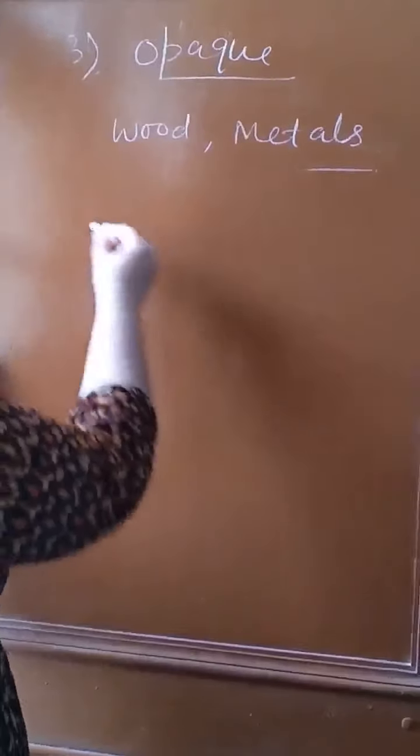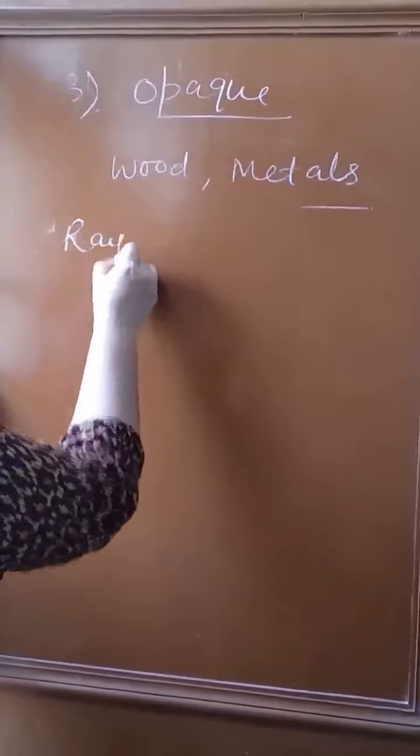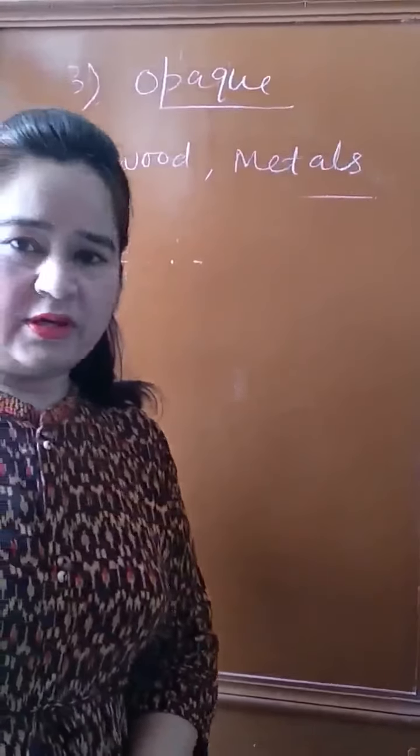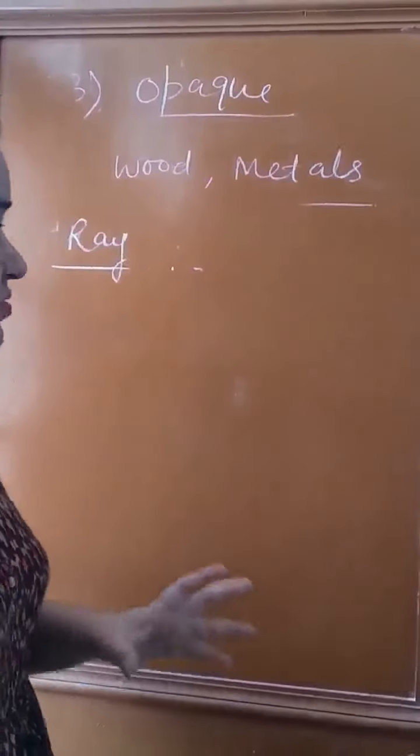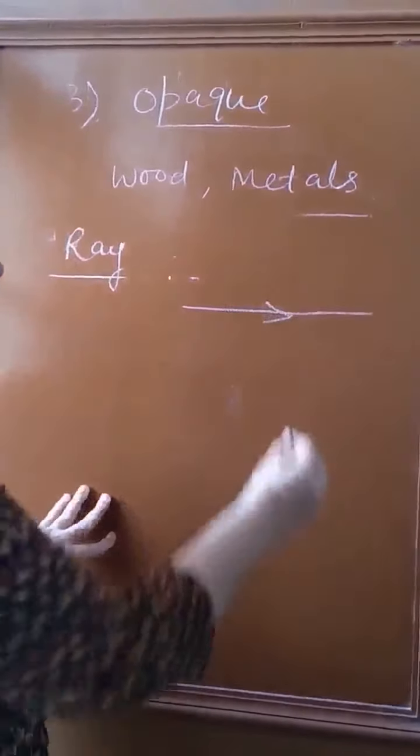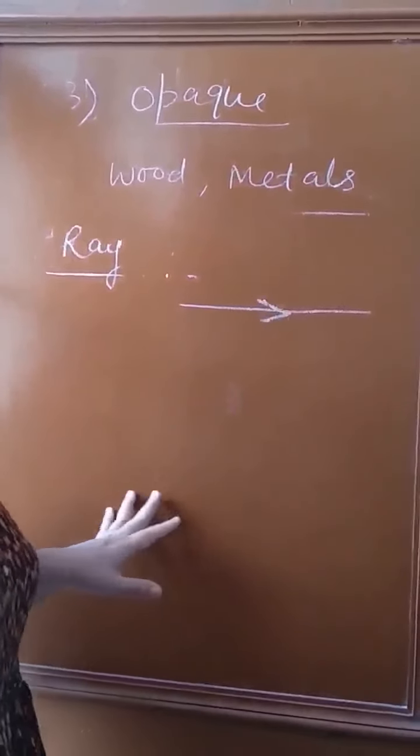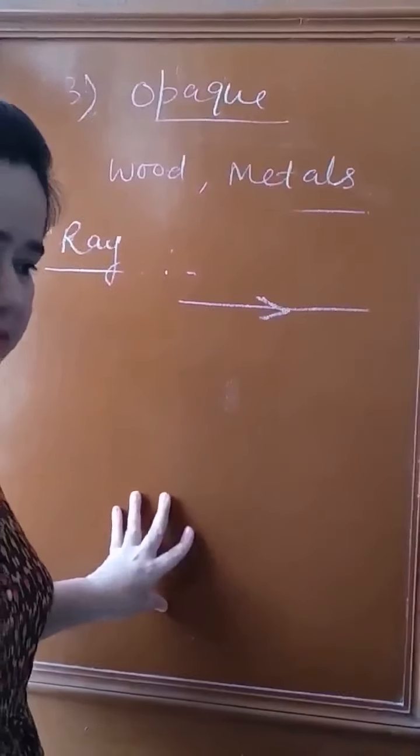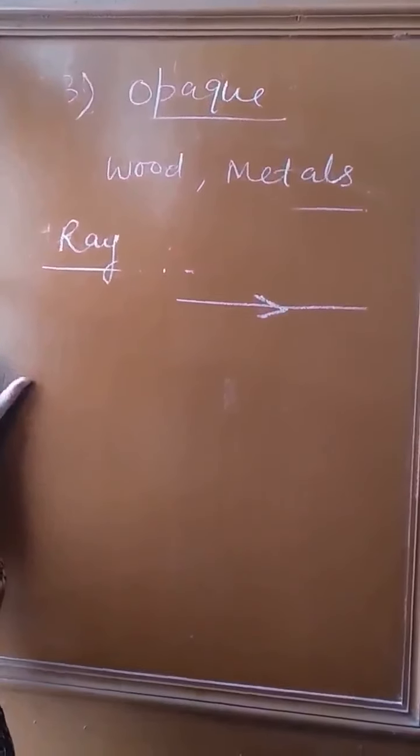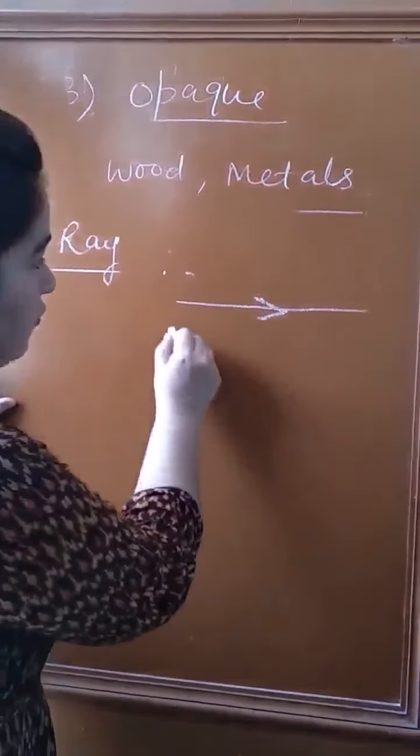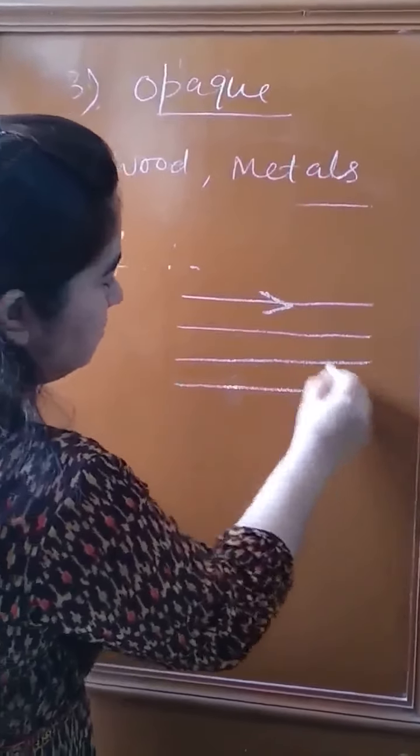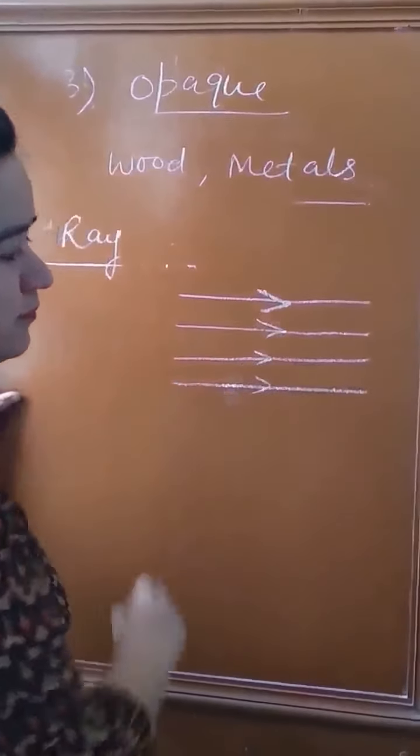Now next is ray. We know light always travels in the form of rays. A ray is a straight line along with an arrowhead. This arrowhead shows the direction in which light propagates. When a number of rays combine together, they form a beam of light.